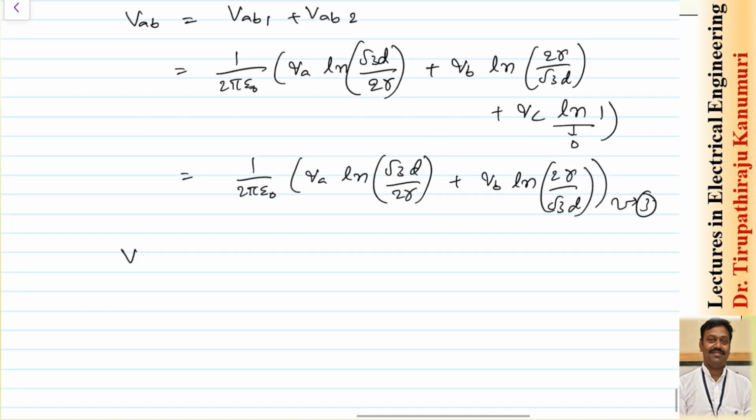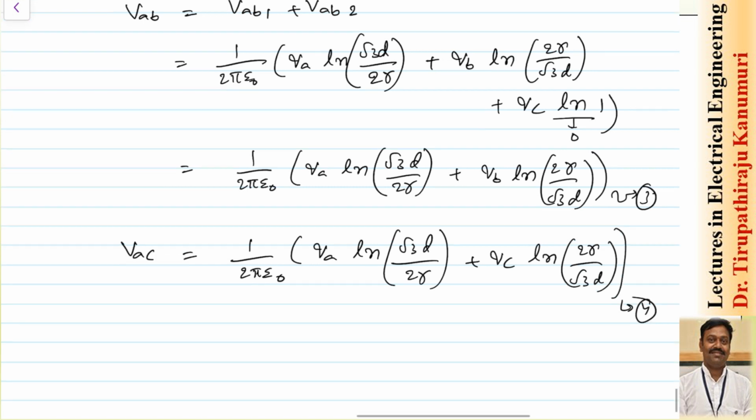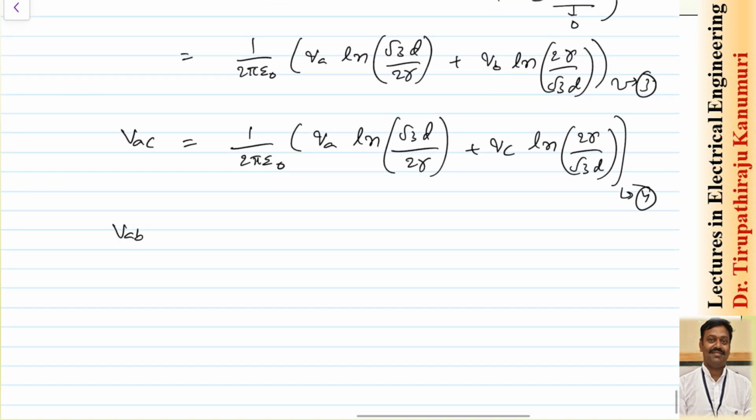In the similar way, I can calculate my potential between point A and C. So, if you calculate it, I am directly writing the answer. You can just try to derive it, you will get the same type. This will become equal to QA into ln of root 3D divided by 2R plus QC into ln of 2R divided by root 3 into D. So, let us take it as equation number 4.